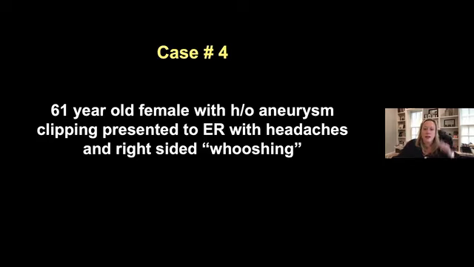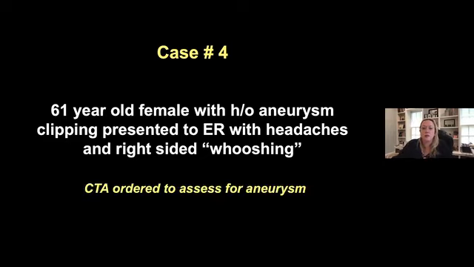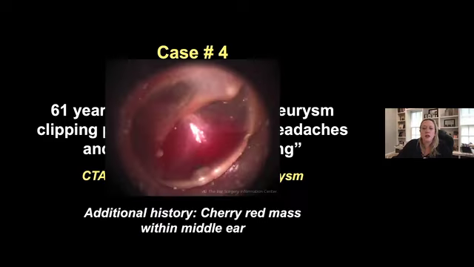Okay, so moving on to case number 4. A 61-year-old female who had a history of aneurysms, clipped in the past. She came into the ER with headaches and right-sided whooshing, and a CTA was ordered to assess for aneurysm. The ENT did ultimately look in her ear after we looked at the CTA, and she has a cherry red mass within her middle ear. So we're going to go to the images now.